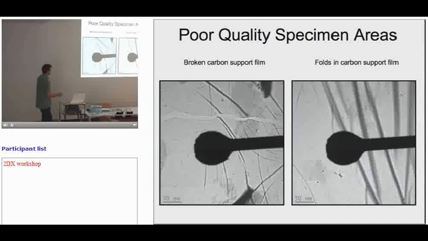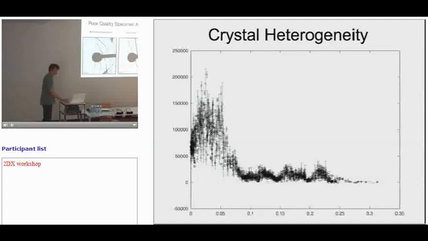Same with these folds. Even if you're quite a ways away from the fold over here, it's not going to be flat enough to collect good data with. So it's better just to move on to the next grid square where you have a nice flat, even carbon.